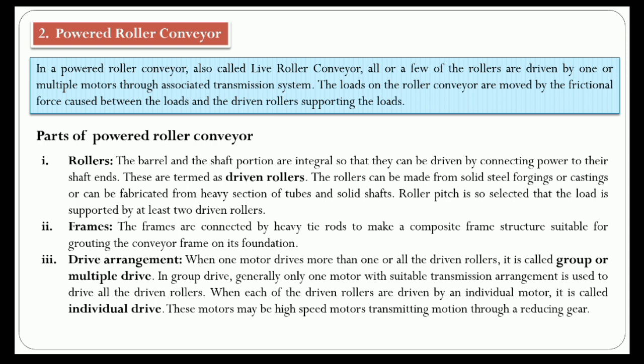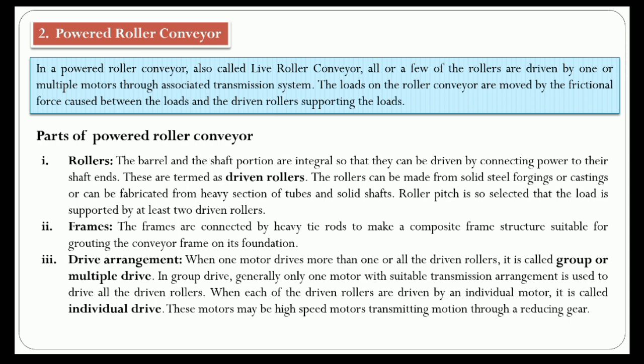These driven rollers are generally subjected to considerable impact load, and hence they are made stronger. This roller can be made from solid steel forging or casting, or can be fabricated from heavy sections of tubes and solid shafts. The diameter can vary between 400 to 600 millimeter for roller tables used in heavy slab or blooming mills, and on the lower side, 250 to 350 millimeter is for general duty transporting conveyors. So minimum is 250 and maximum is 600 millimeter. That is the range of the diameter in the case of a powered roller conveyor.